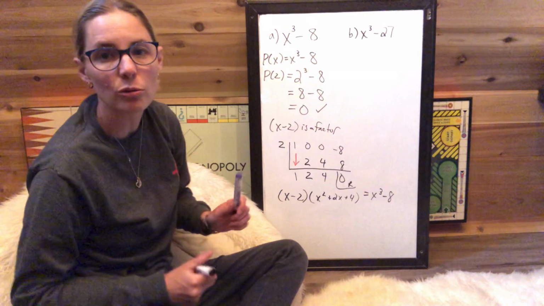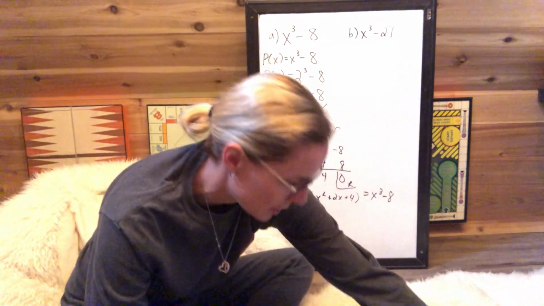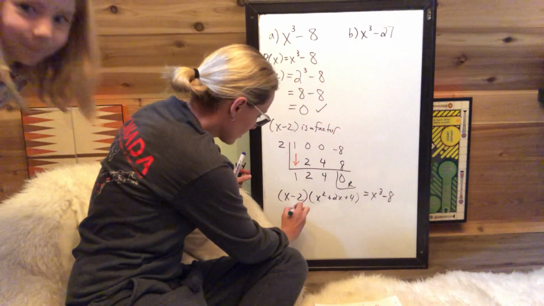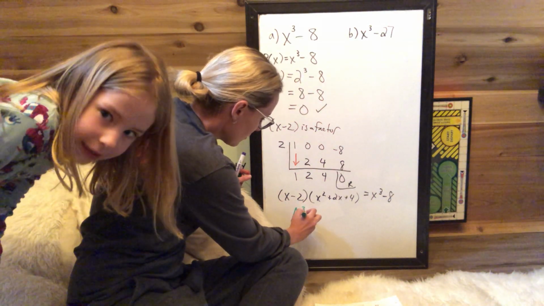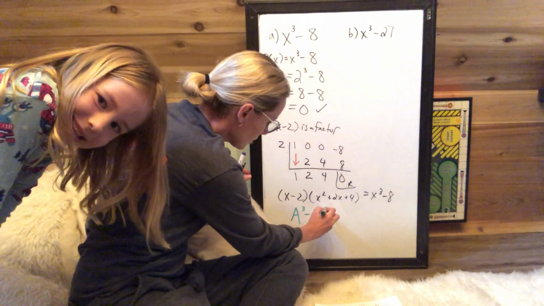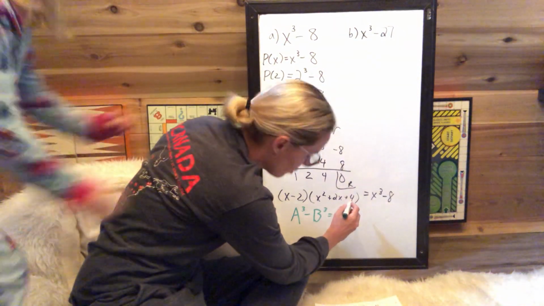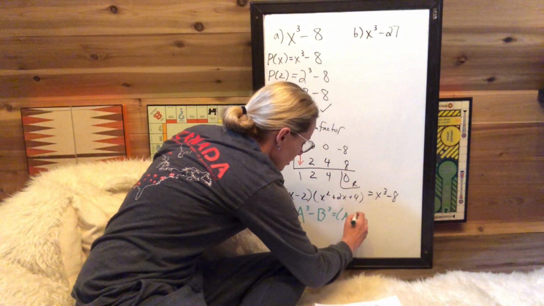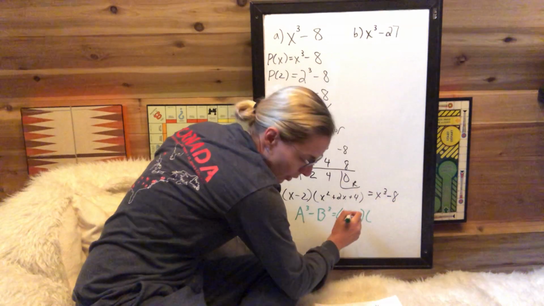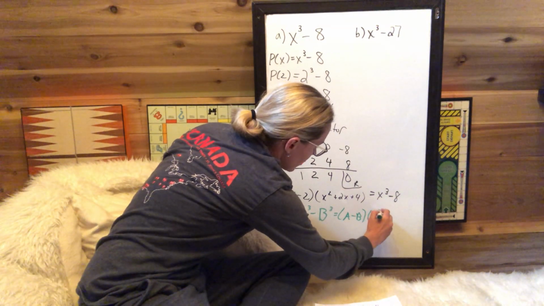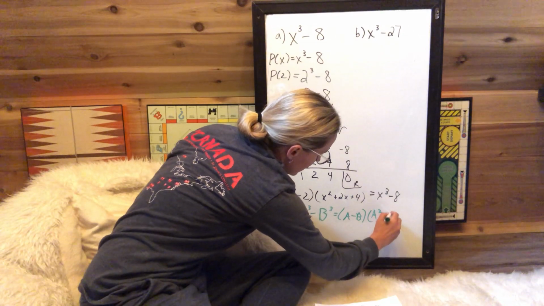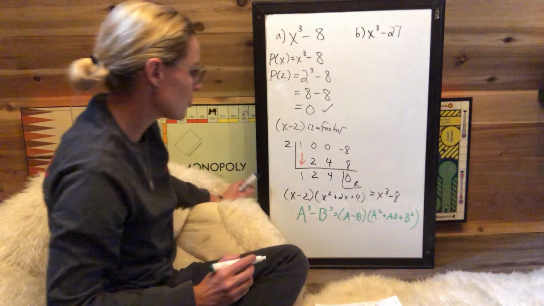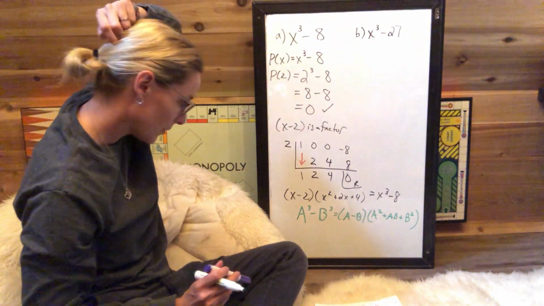Now there is a general formula that I'm going to write on the bottom that will tell you exactly what this is. So when you're doing a difference of cubes, so we have a cubed minus b cubed, it is going to equal a minus b, and then on the other side, a squared plus ab plus b squared. Okay, that's going to be the general formula. So let's make sure this works for this one.